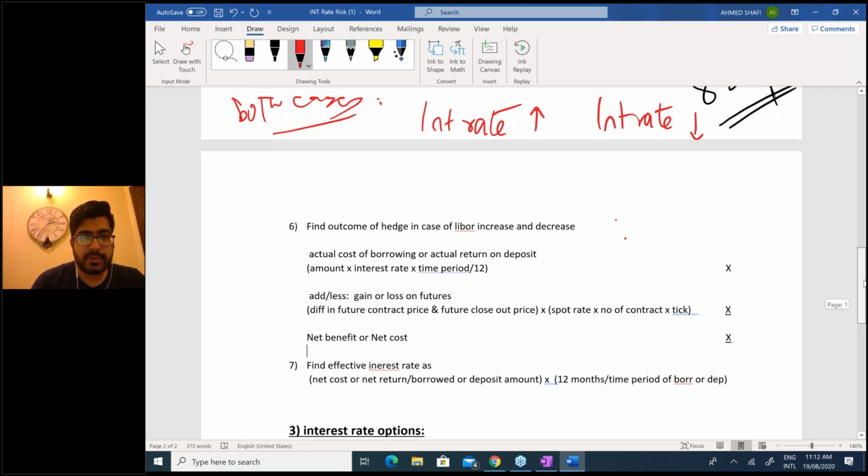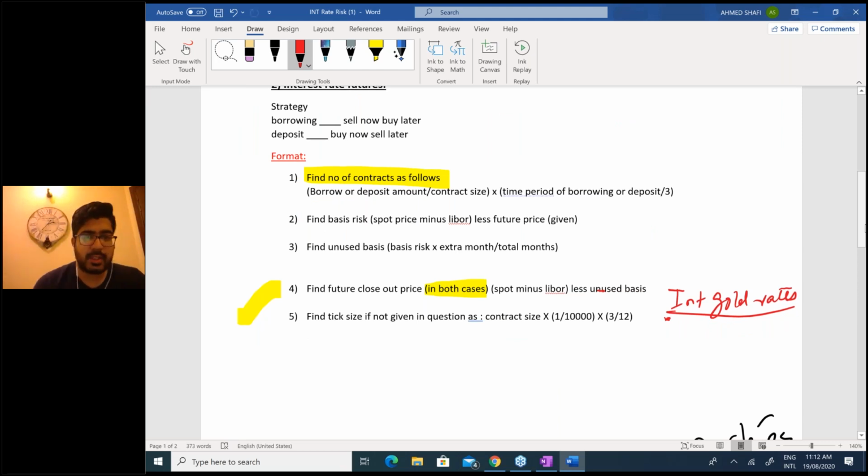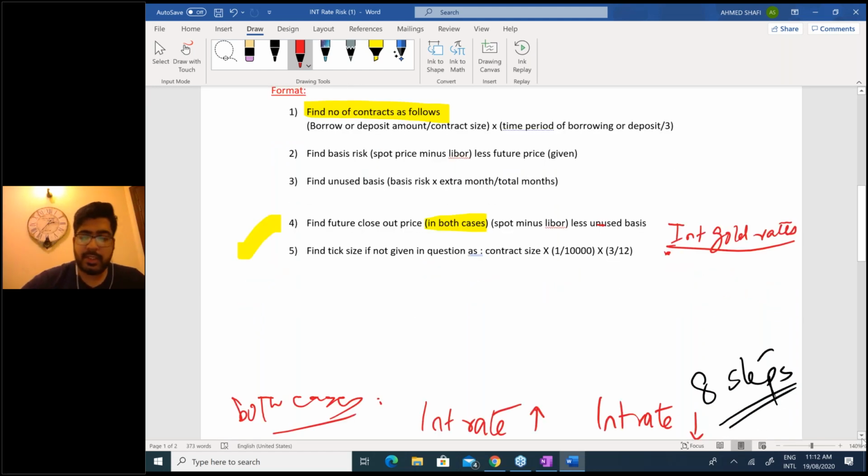Okay, so in interest rate futures, the strategy in borrowing is sell now, buy later, and in deposit, it's buy now, sell later. So we have to show 7 steps. The first step is the number of contracts: how many contracts you need to take, borrow or deposit amount over contract size into time period of borrowing or deposit over 3. Then you need to find the basis risk: spot minus LIBOR less futures price, which will be given. Then you need to find the unused basis: the basis risk into extra months over total months.